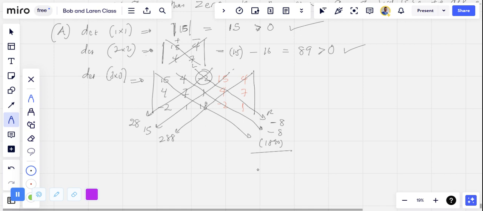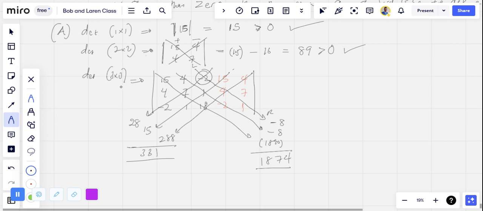So you sum all these results together. 28 plus 15 plus 288. Let's do it. That is 331. So let's add this one together. This one is minus 8, then plus 1890. Minus 8 plus 1890. I have this one as 1874.